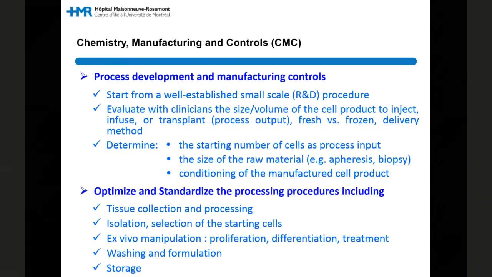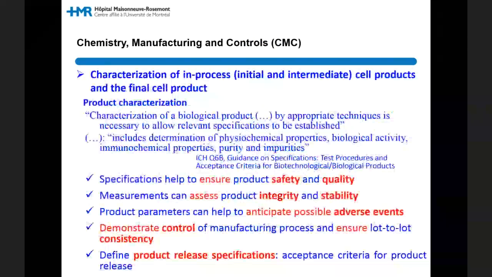You need to optimize and standardize. Growing cells in a large volume is not the same as growing them in a Petri dish or in a 96 well plate. So you have to control for all these aspects that are listed here. And you must be able to characterize your process, your cells in process and in the final. And you need to have very good specifications that ensure that your product is safe and is of high quality, and that's why these items are in red.